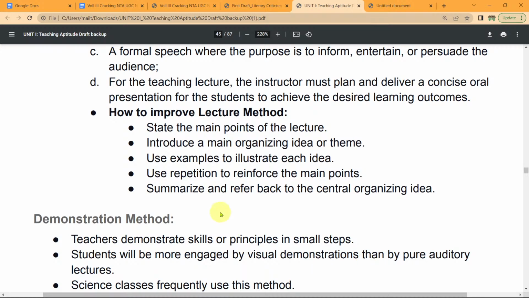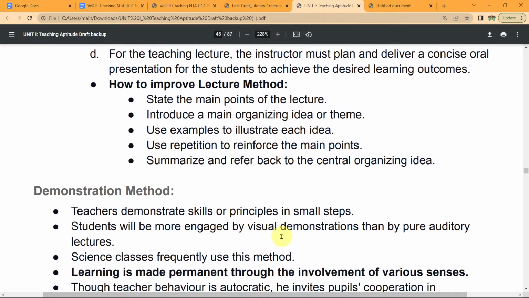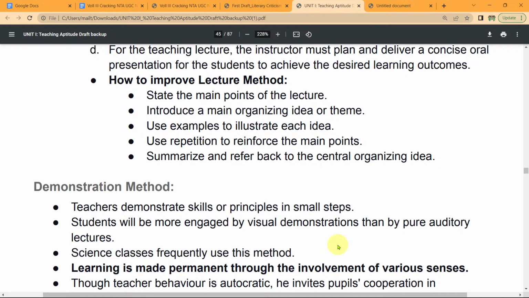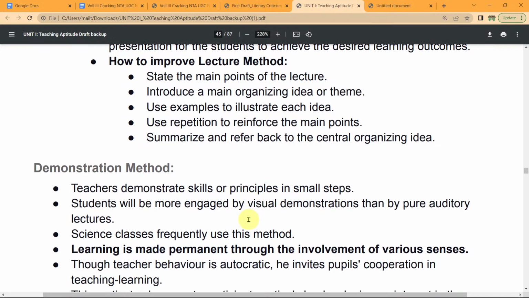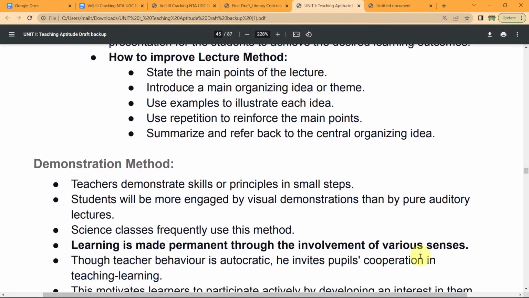Again, the demonstration method, where the teacher demonstrates a particular topic, skills, or principle in small steps. Here students are more engaged by visual demonstration than by pure auditory instruction. This is what you see in labs, where you are taught by demonstration. Here learning is made permanent through the involvement of various senses. Correct?